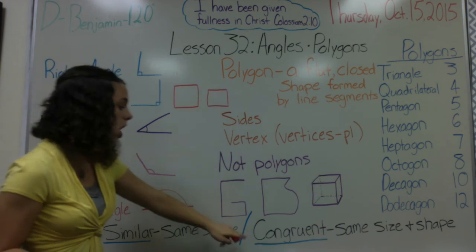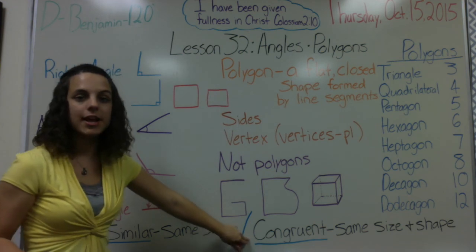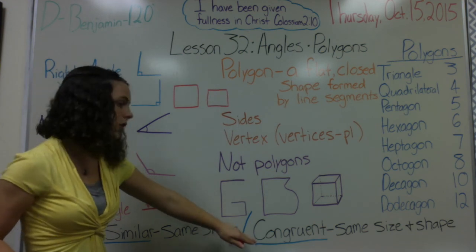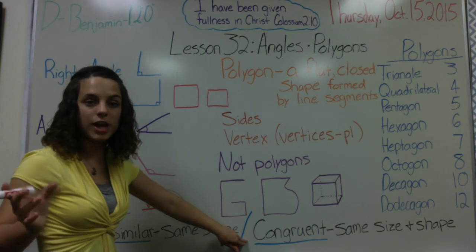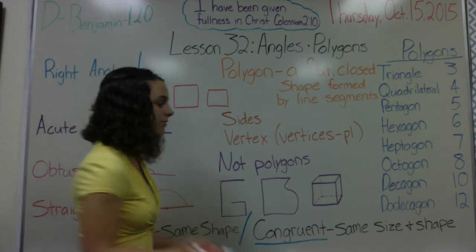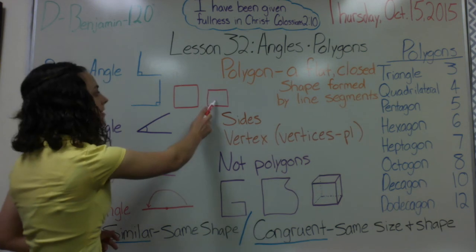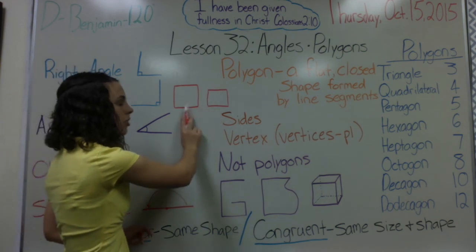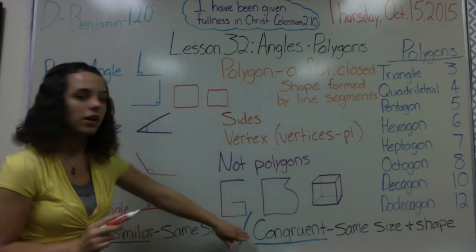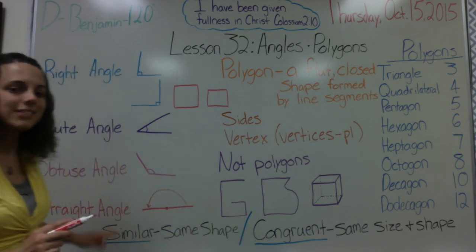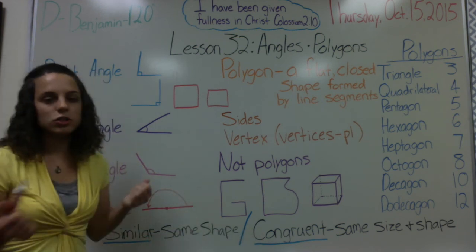However, they are not congruent. They are not congruent because in order to have 2 congruent shapes or polygons, you have to have the same size and same shape. So same shape and same size. These do not have the same size. They are not the exact same. Therefore, they are not congruent. They are only similar, is what we would say. You have 2 similar shapes.